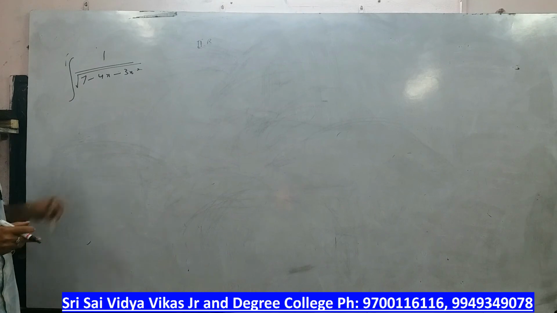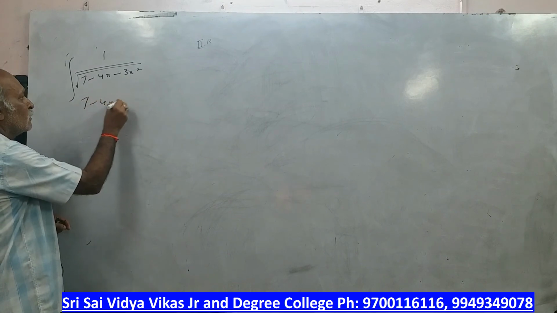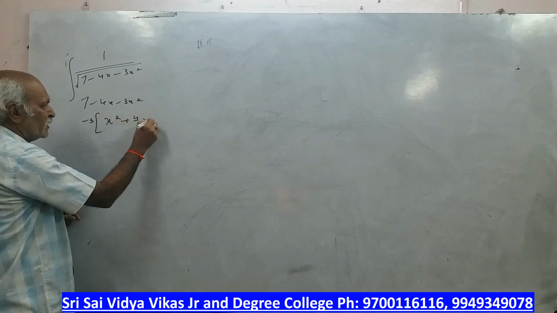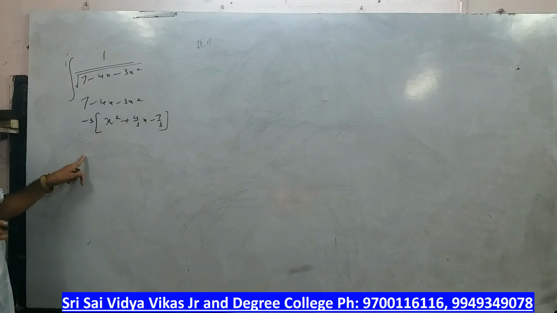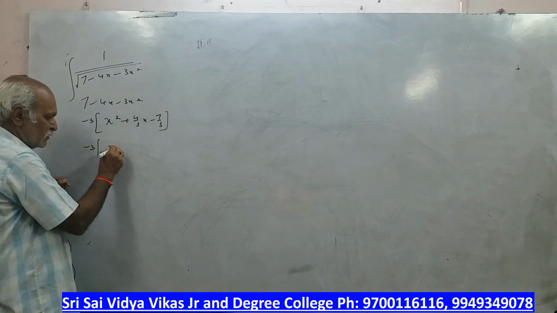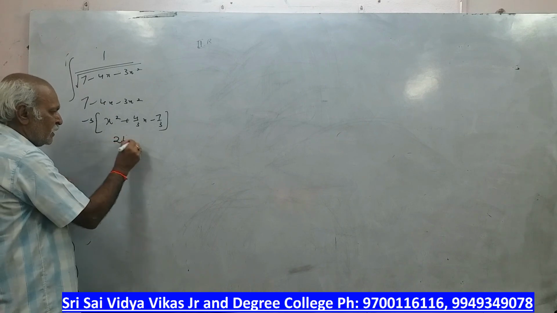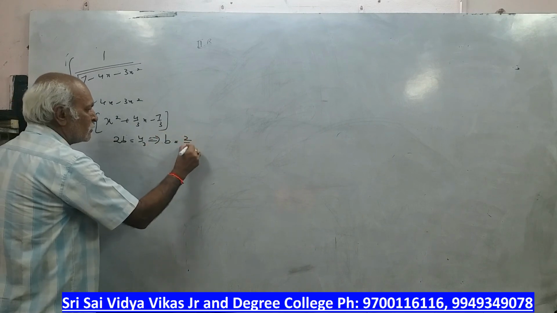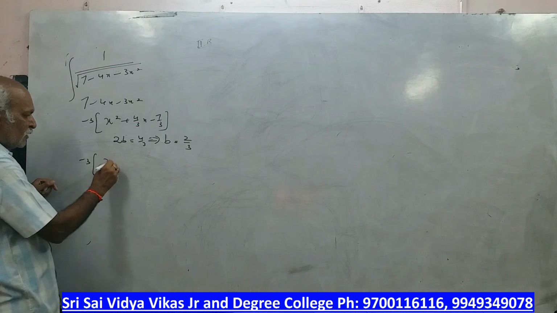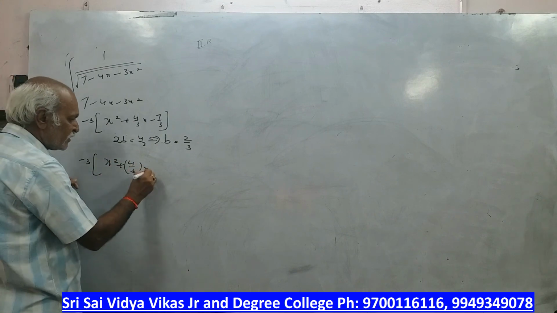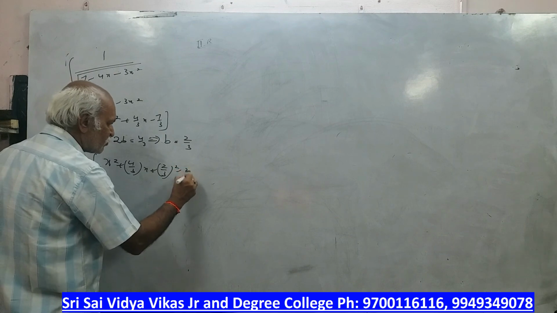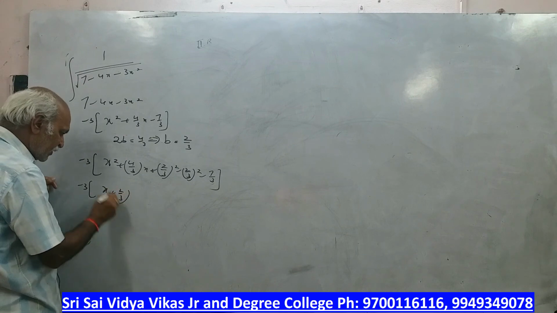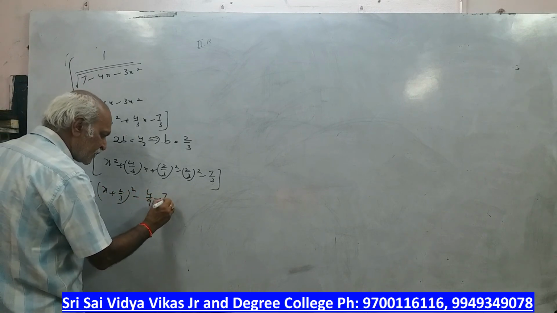Now, again, look here. Observe here: 3x² minus... 3 common, x² (4/3)x − 7/3. Taken minus 3 common, so what will happen? Minus 3 into, again, what is the 2b? 4/3, which means b is equal to 2/3. So minus 3 into [(x + 2/3)² − (2/3)² − 7/3].